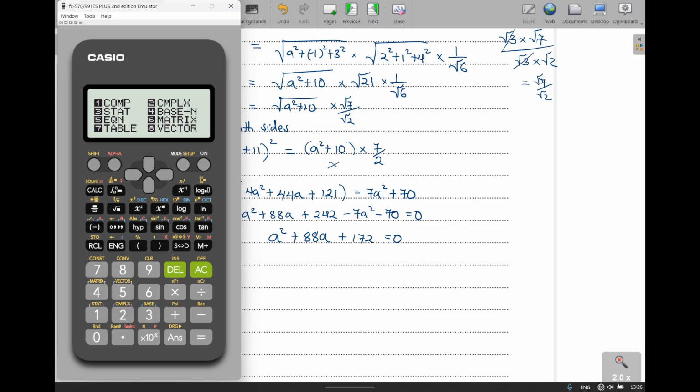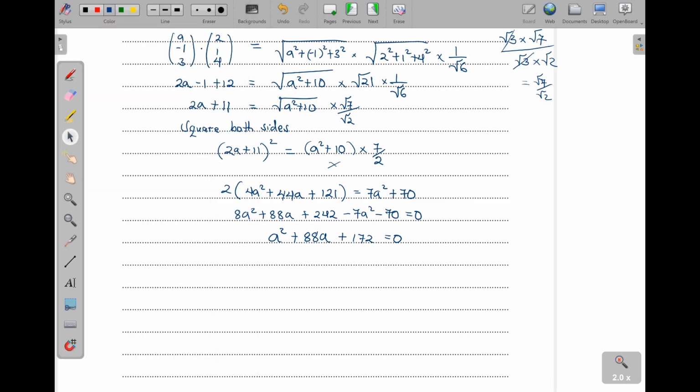Mode, then we go to equation, which is 5, then quadratic is 3. So the coefficient of a squared is 1, then 88, then 172. So that is -2 and then -86. So I'll come here and I say a is -2 and also a is negative 86.